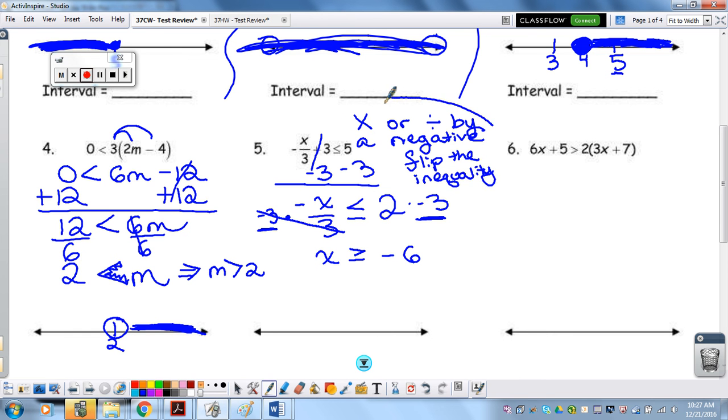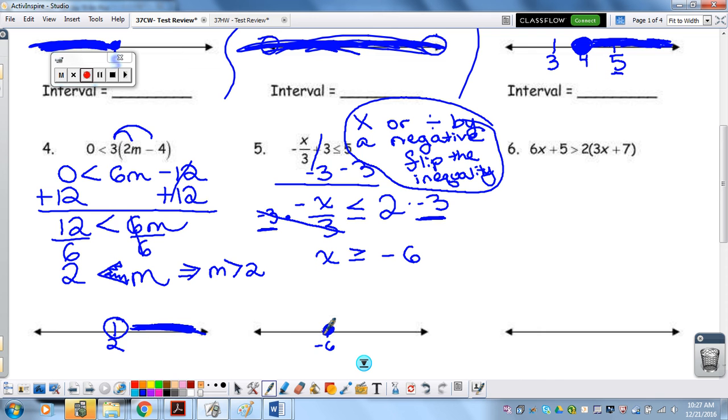Hopefully you can read this. There we go. Okay, so that's what we've got to remember. Now what we're going to do is label -6, and we say there is a line. Since there is a line, that means you've got to close your circle.